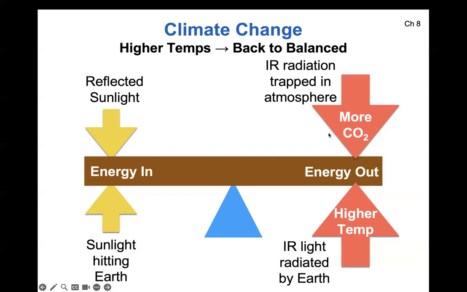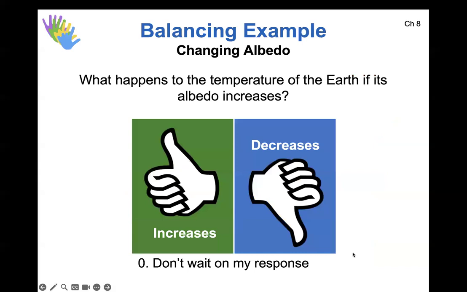So if your only change to the system is more greenhouse gases, then the only other variable that is possible of changing, because it's still the same albedo, right? We don't have any more reflection, and the sun hasn't changed, so the sunlight hitting has to be the same. So the only thing that can change is the infrared light. Therefore, the temperature has to change. So what happens to the temperature of Earth as the albedo increases?